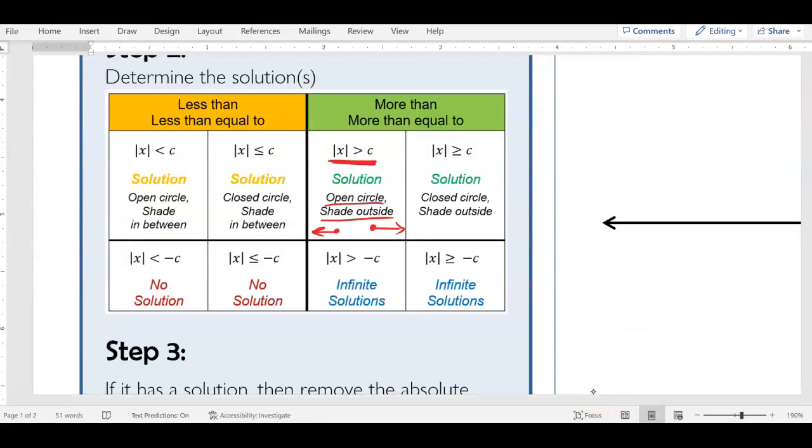Okay. Now this time I have bars less than or equal to a positive number. On my notes, bars less than or equal to a positive number looks like this. So that's going to be closed circles shaded in between.